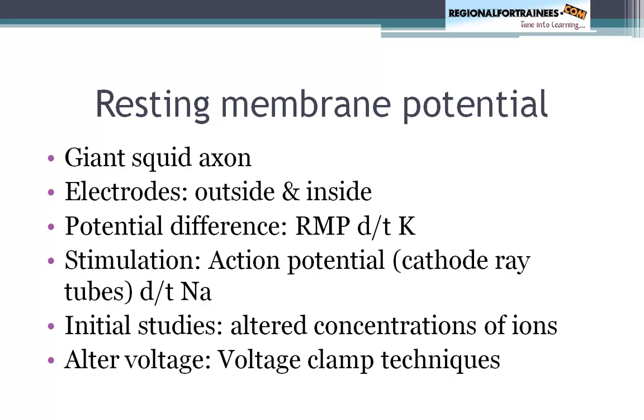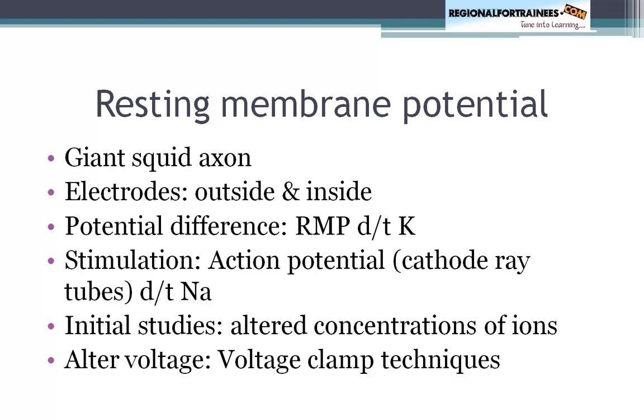And what they basically found was that they took giant squid axon, put electrodes, one electrode outside the axon membrane, one electrode inside it, and as soon as they did this, they could see a potential difference on the galvanometer, and this potential difference was called the resting membrane potential. It was obviously later found out that the resting membrane potential occurs because of the difference in the potassium conductance across the membrane, and it is the potassium channels that are responsible for formation of resting membrane potential, which is generally about minus 70 millivolts in case of a neuron.